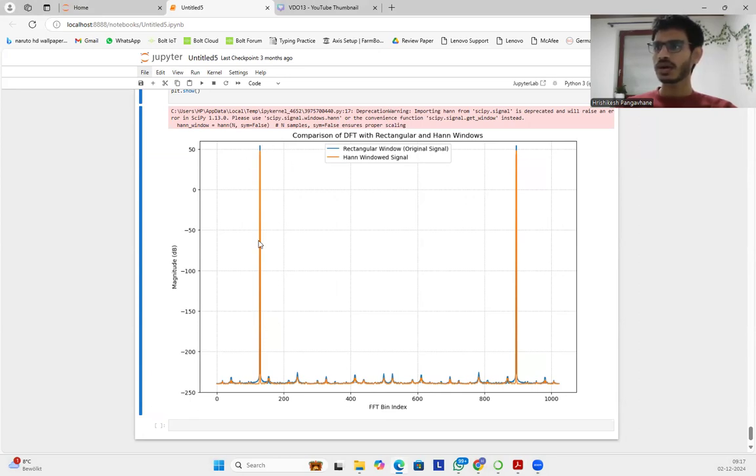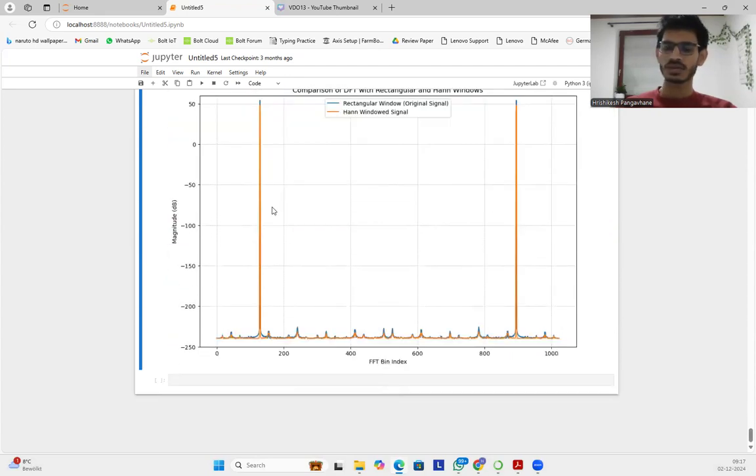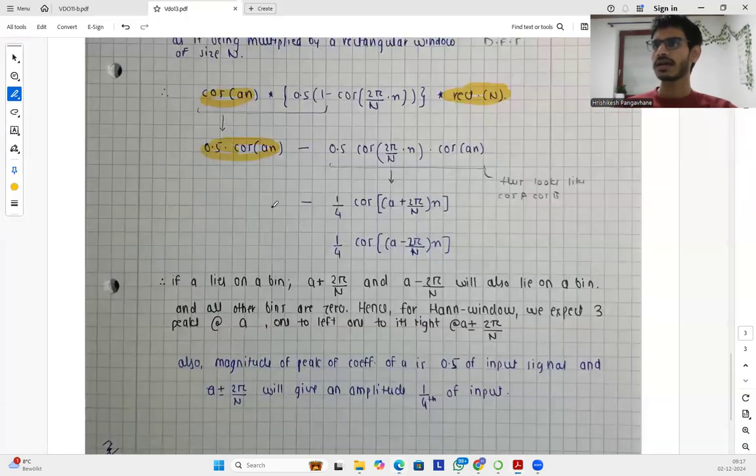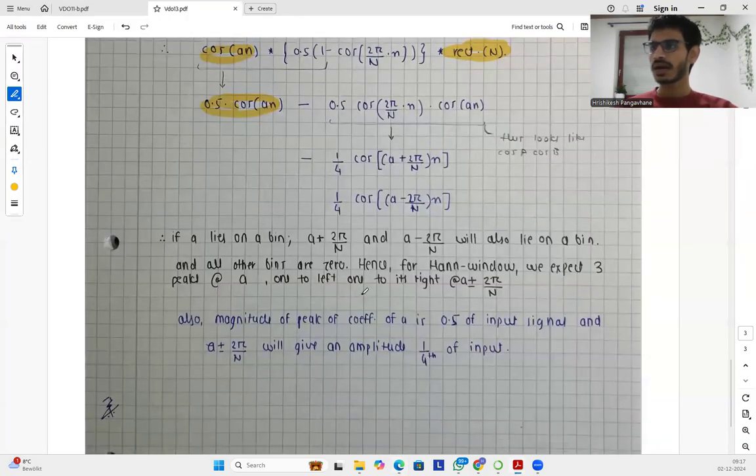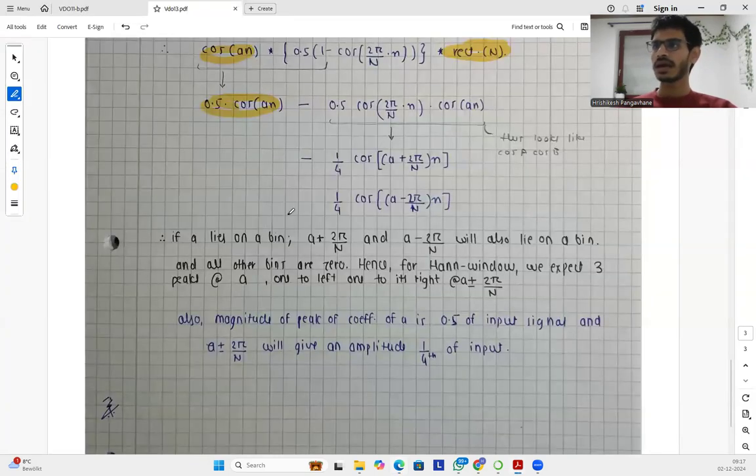Now I'll provide you this Python code. Play with the values and understand how the comparison is held between the Hann window signal and the rectangular window signal. Play around with the code, and in the next video, we will discuss more about when the ratio is not satisfied for the bins to be accurate.